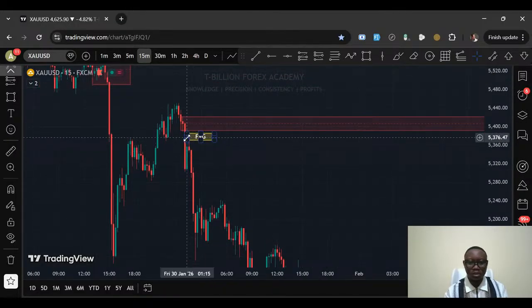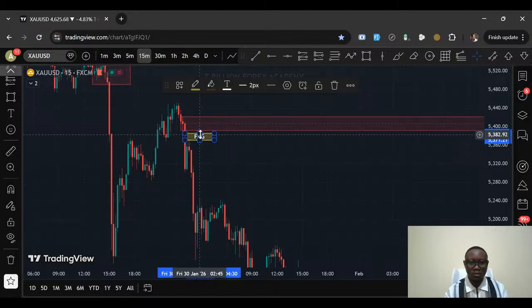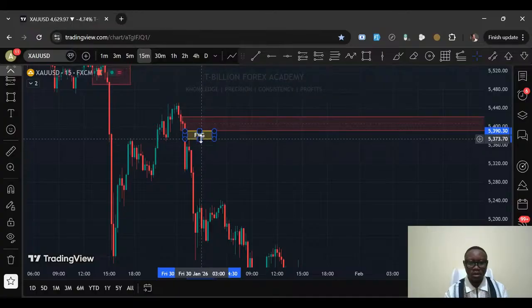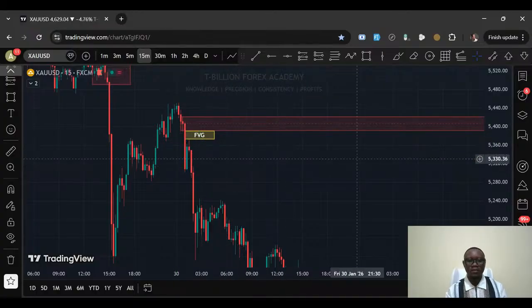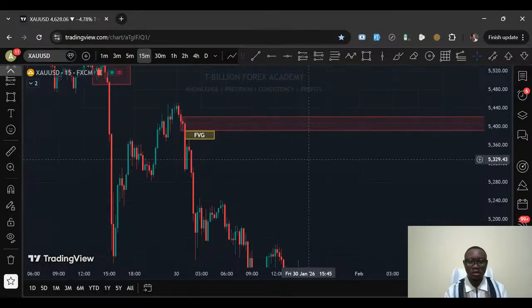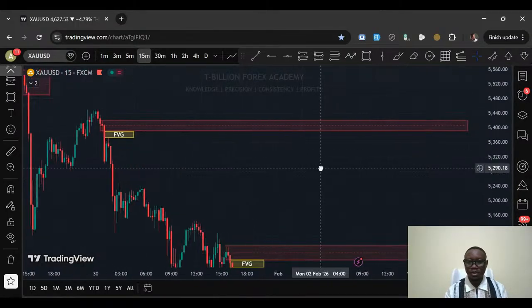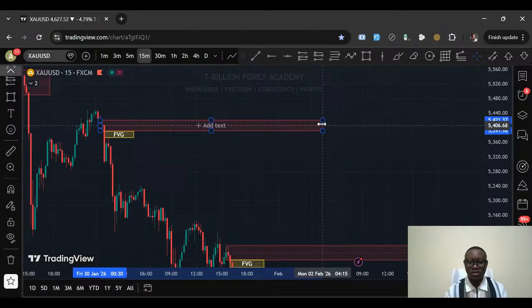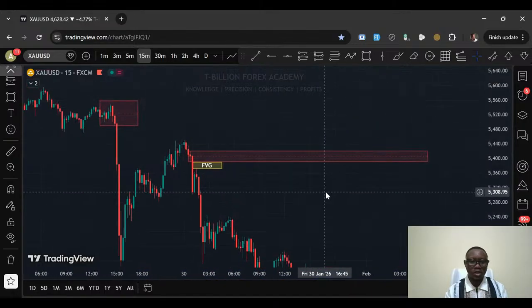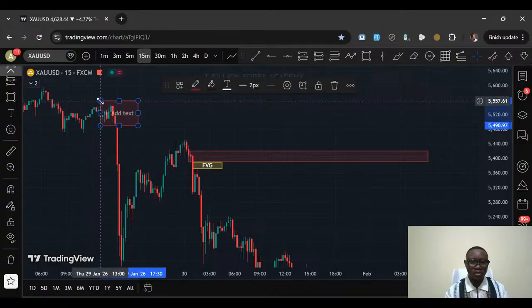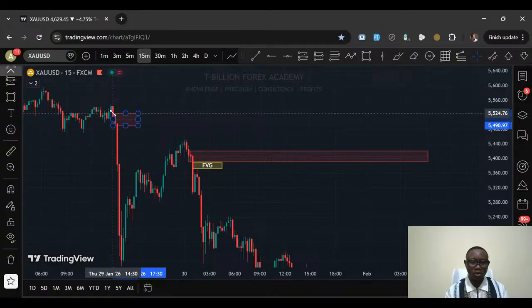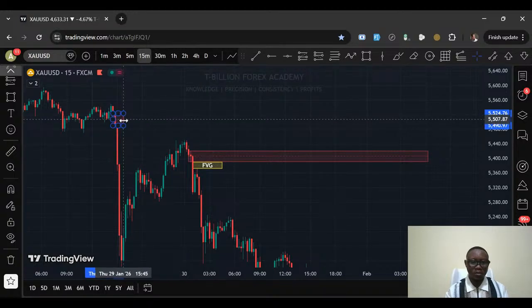This is our FVG. Fill up this. All right. So this is our FVG on the 15-minute order block zone. Okay. Let's minimize this a little. All right. So for this zone, we can further refine it to this candle, right? Let's keep it minimized.